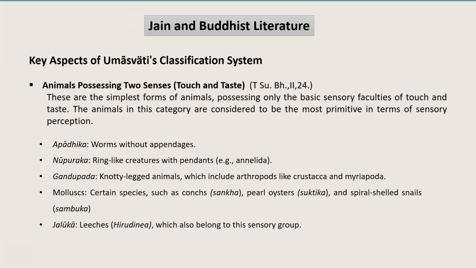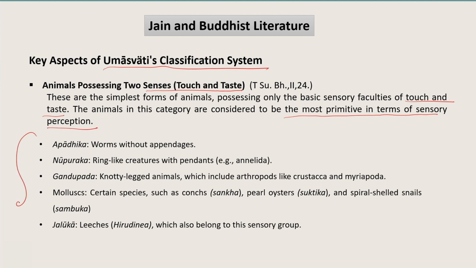Now, Jain and Buddhist literature. The key aspect of Umaswati's classification system: animals possessing two senses, touch and taste, are described. These are the simplest forms of animals, possessing only the basic sensory faculties of touch and taste. The animals in this category are considered to be the most primitive in terms of sensory perception.